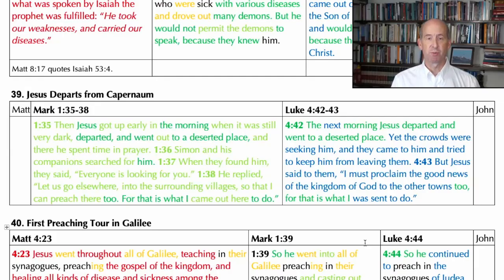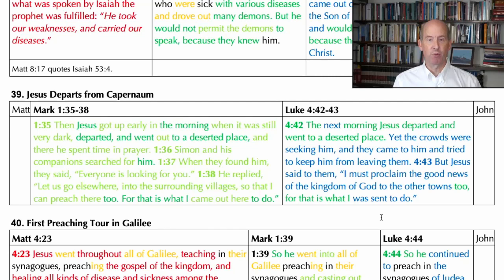Section 39, where Jesus departs from Capernaum, describes the same event, but as you see, the writers are using their own language to describe it. I'll read Mark in my English NET Bible translation. "Jesus got up early in the morning while it was still dark. He departed, and he went out to a deserted place." The darker green words are shared with Luke.